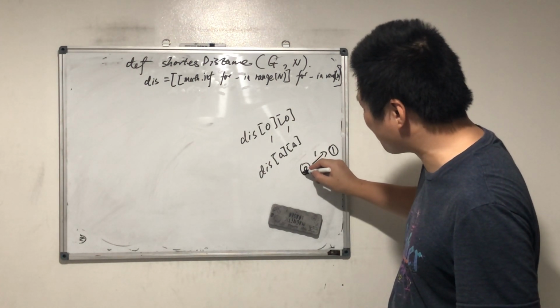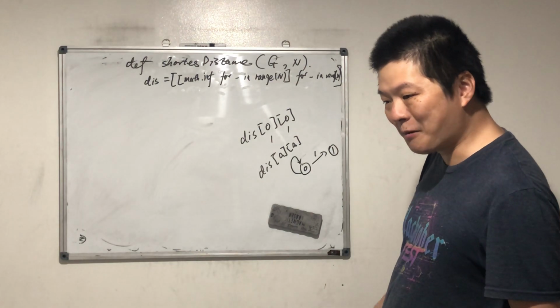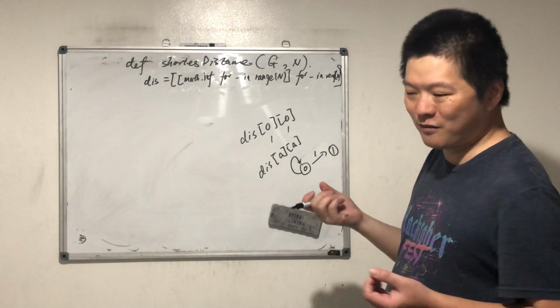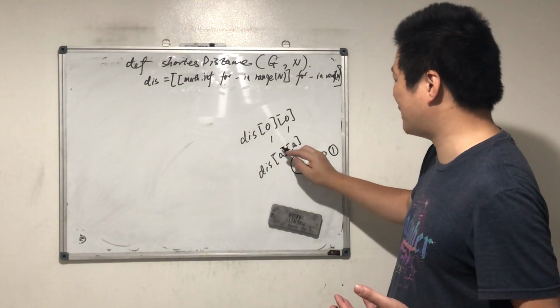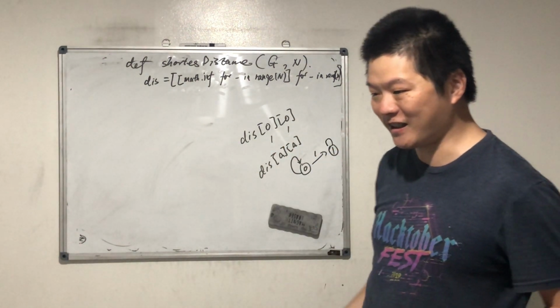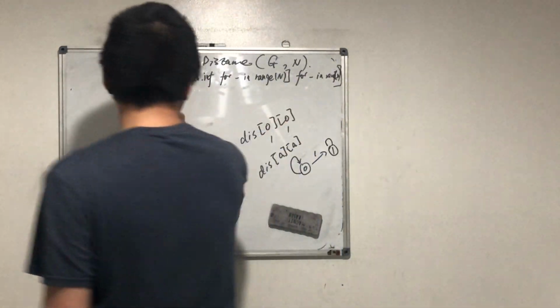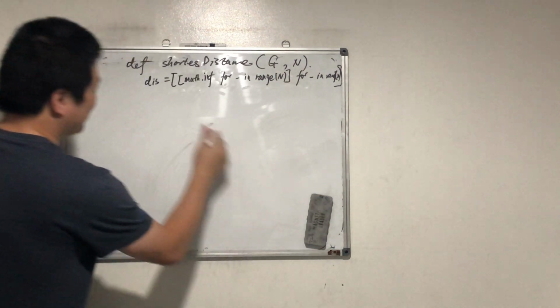Okay, and what's the distance between 0 to 0? Come on, what's the value that we should initialize 0 to 0? Yeah, 0 to 0, because it costs nothing. You're already there. Yeah, it costs 0. We're done. So what should we do?